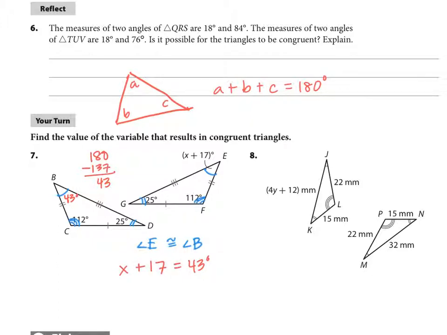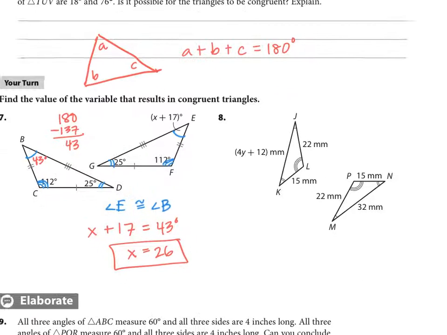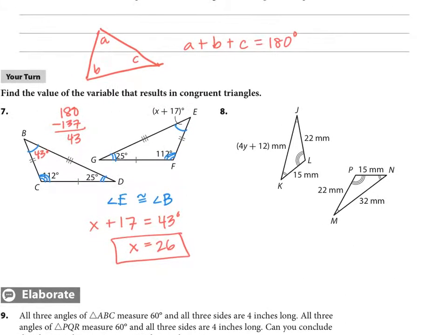But I want to know what x is, so we use this x plus 17 expression. And that is supposed to equal 43. If we subtract 17 on both sides, we'll get 26. And that's the value of the variable. Okay, number 8, if you'd like to pause it, go ahead and pause it. Try it out. This has to do with sides and not angles this time. Okay, I'm just going to go ahead and do this problem.